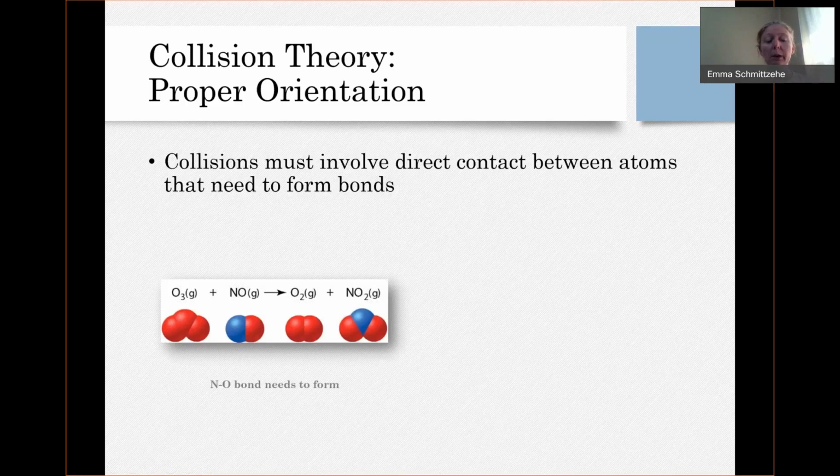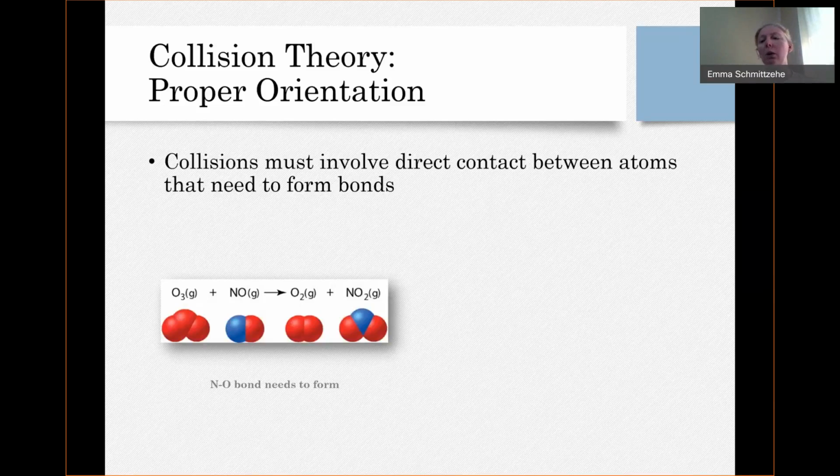Okay, so here's an example reaction. We have O3, which is ozone, reacting with NO, or nitrogen monoxide. And it forms oxygen gas and nitrogen dioxide gas. In this reaction, if you look at what's going on, at a minimum, you are breaking an oxygen-oxygen bond and you're forming a nitrogen-oxygen bond.